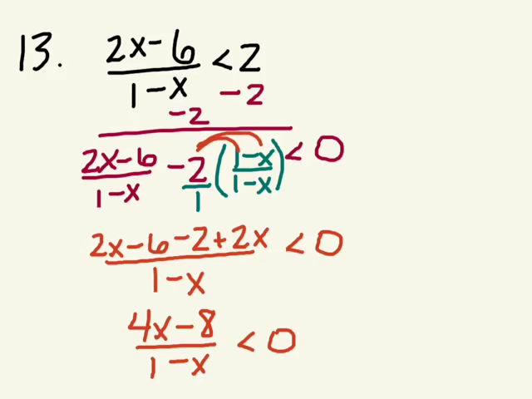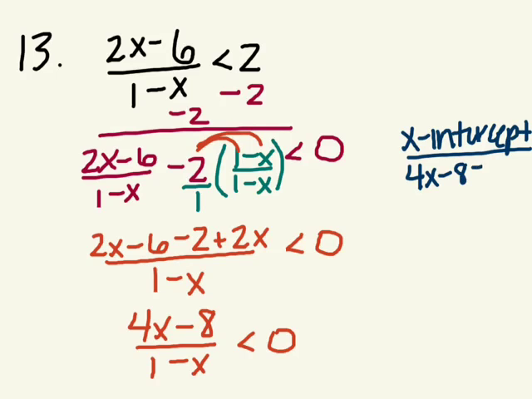So now we know our numerator gives us our 0, or x-intercept. We set 4x minus 8 equal to 0. Add 8, divide by 4, we get x equals 2. So that's our x-intercept. Our x-intercept is (2, 0).